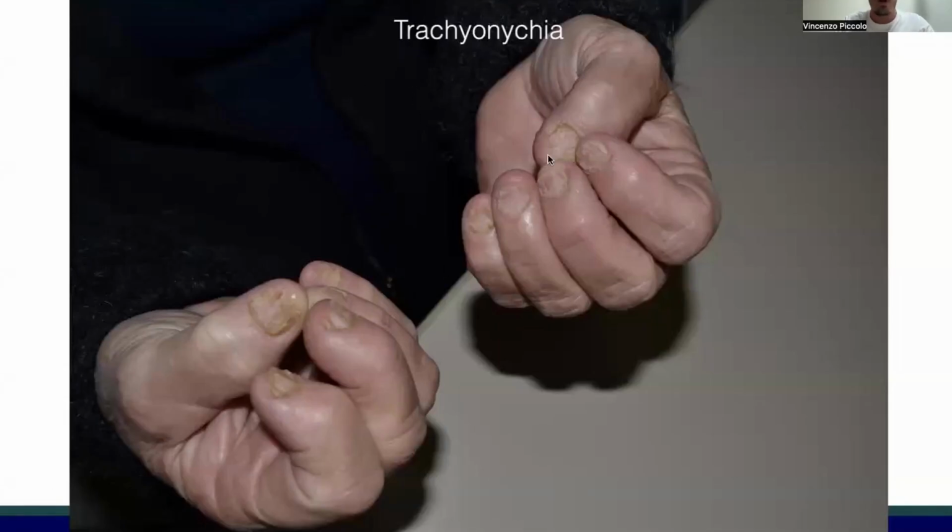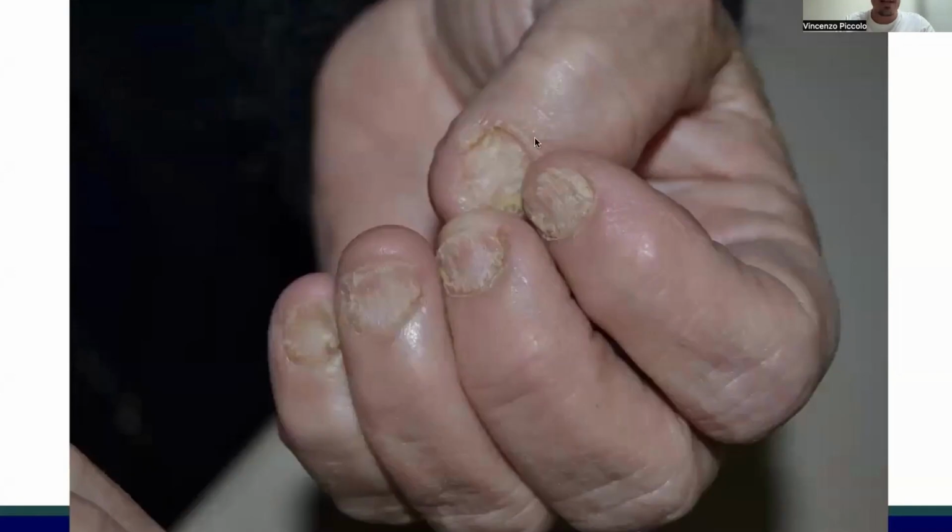Trichonychia is another quite common condition of the nail. Patients typically present with these rough nails with a sandpaper-like appearance. The pathogenesis of trichonychia is not perfectly understood, but it may be secondary to nail psoriasis, to lichen planus, but also to alopecia areata. Sometimes patients with alopecia areata can present with this finding. When it affects all the fingernails and the toenails, it identifies a condition that is called twenty nail disease. So, a disease of the nail affecting all the nails.